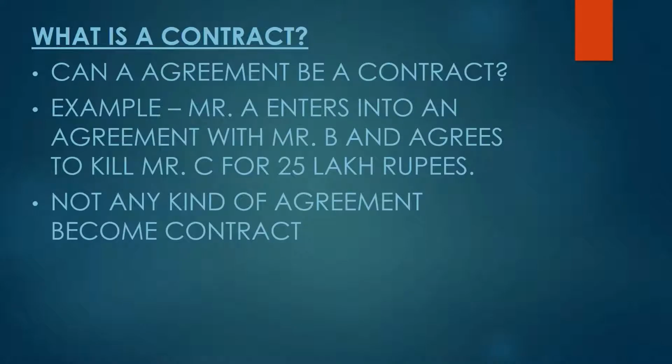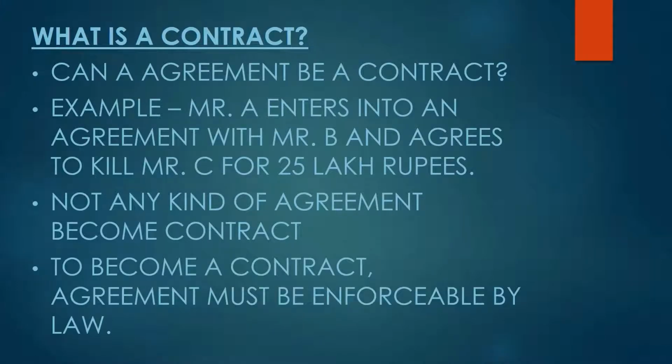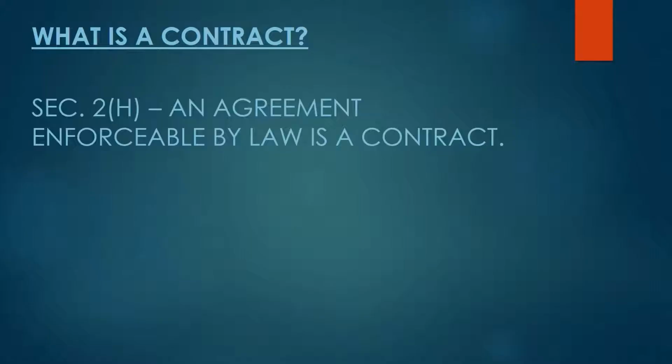See, not any kind of agreement can become a contract. To be a contract, the agreement must be enforceable by law. Agreement to kill someone cannot be enforceable by law, hence it cannot be called a contract. Now, as per section 2H, an agreement enforceable by law is a contract. That's the definition given under the Act.